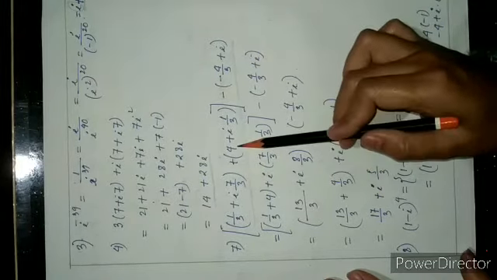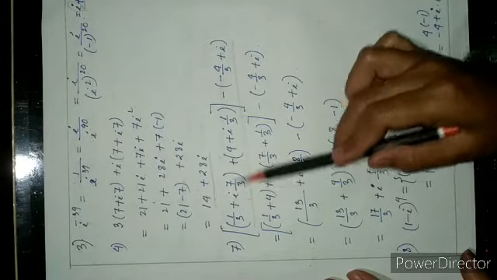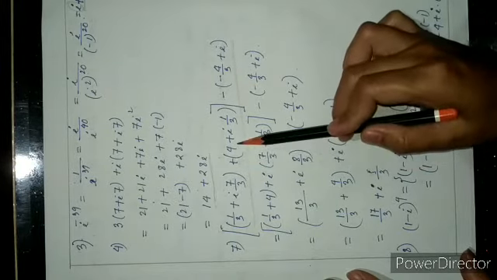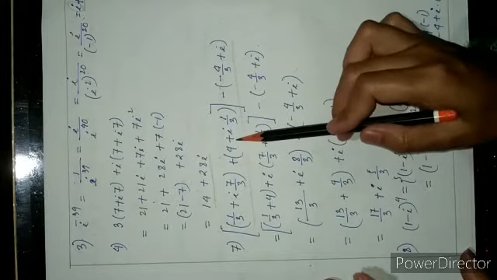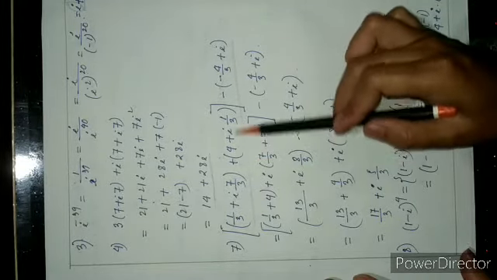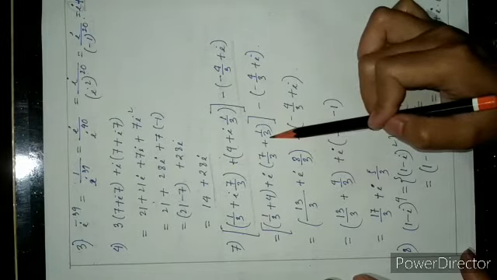Here we have to find the sum of this complex number and this complex number. For addition of complex numbers, find the sum of the real parts and find the sum of the imaginary parts.